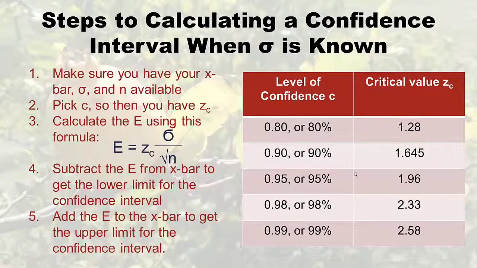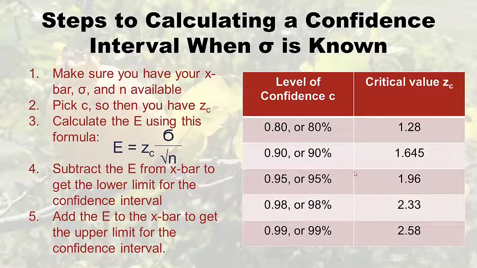Next, you have to pick C. And then that connects to whatever Z sub C you pick. So you see the table on the right, you have to select your C and the Z sub C that comes with it. So you're going to be given your X bar, your population standard deviation, and your n, and then you've got to get picky about C and Z sub C. But once you've made those decisions, you calculate E, or the margin of error, using this formula. See that there, beautiful formula, right?